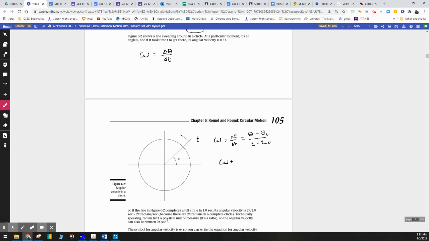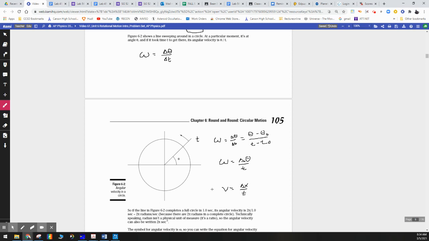So here's omega, and we'll just put down here delta theta over t, like so. Now, what is this similar to? Remember, velocity was change in position over time. So this will be the relationship, or the analog, to linear motion here.